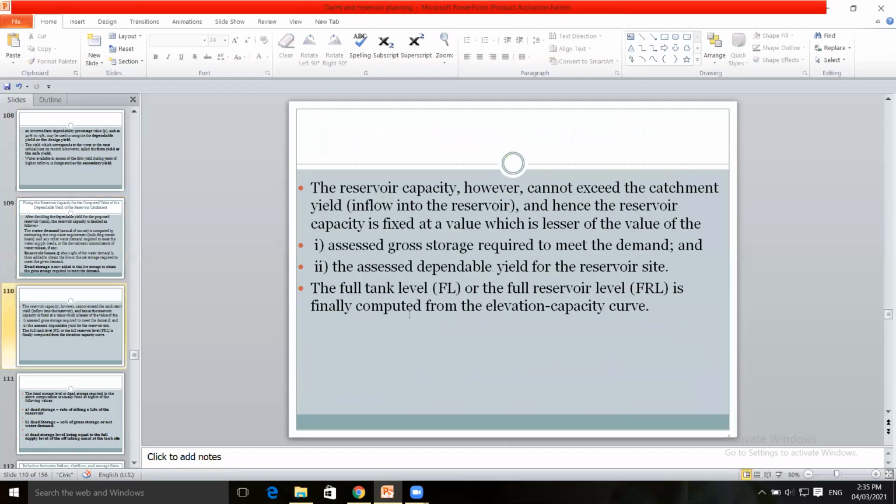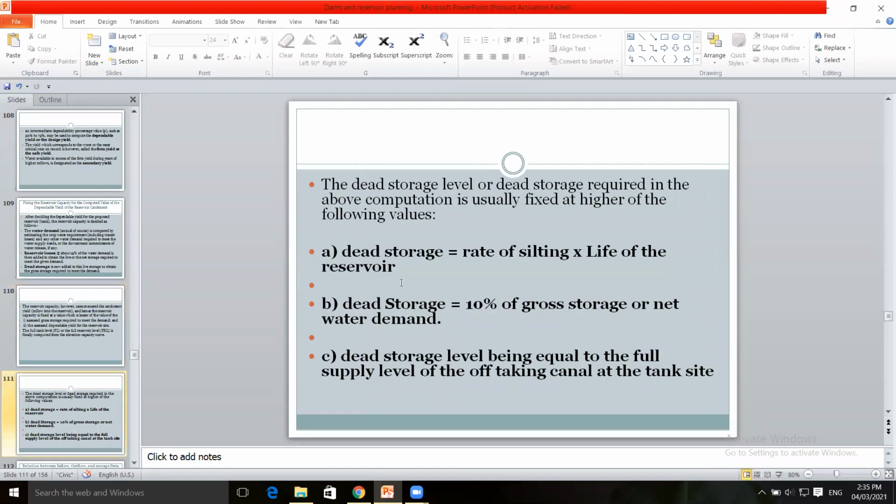तर डिपेंडेबल येईल ते आपण 50% किंवा 25% कन्सिडर केले असते. The reservoir capacity that should not exceed the catchment yield. The value of this reservoir capacity is taken as less of these two values, assessed gross storage and assessed dependable yield. या दोन्ही मधलं जे lesser value आहे, that is known as reservoir capacity. Or capacity of the reservoir is determined by knowing the lesser value of these two. In this way, the reservoir capacity is calculated.